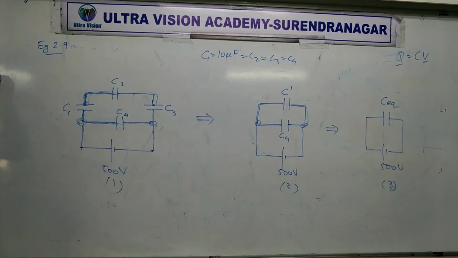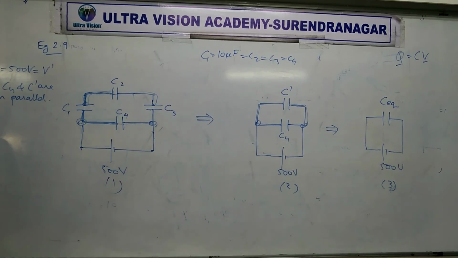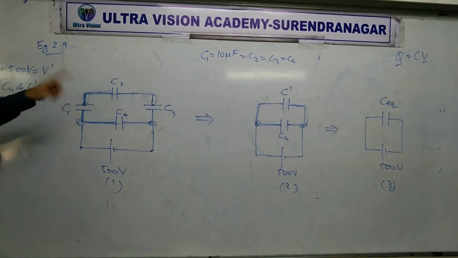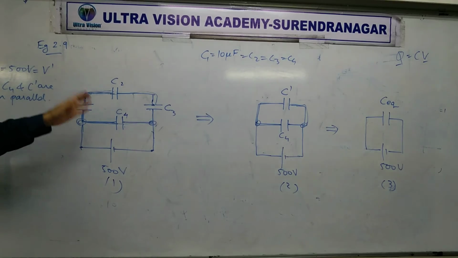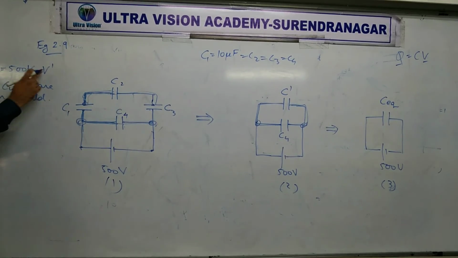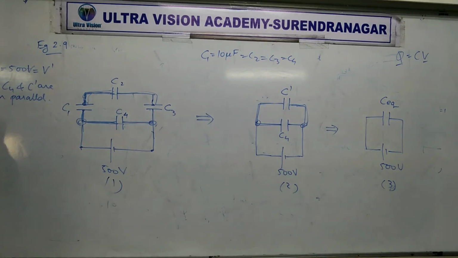Okay. So here we can start with V4 is equal to 500 volt is equal to V dash as C4 and C dash are in parallel. Raise your hand if you understood this line. V dash. What is V dash? Voltage for that dash capacitor. Is that okay? So V4 is 500 volt. V4 મળી ગયું તો શું મળી જાય? Q4. Like I said, Q equal to C V. C તો ખબર જ છે. So therefore Q4 is equal to how much?